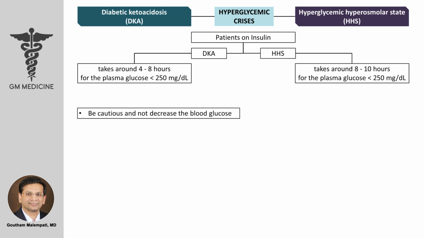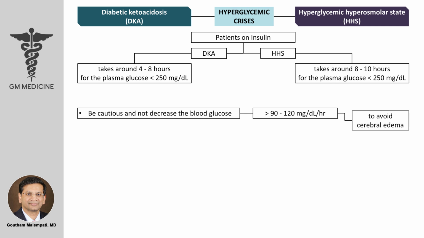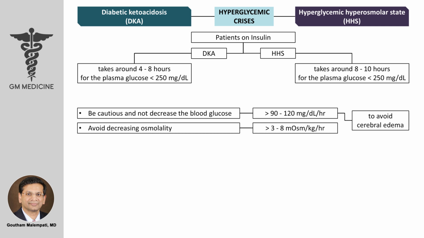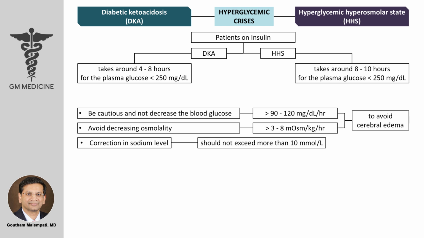One should be cautious and not decrease the blood glucose by more than 80 to 120 milligrams per deciliter per hour to avoid cerebral edema. One should also avoid decreasing the osmolality by more than 3 to 8 milliosmol per kg per hour to prevent cerebral edema. Correction in sodium level should not exceed 10 millimoles per liter in a 24-hour period.